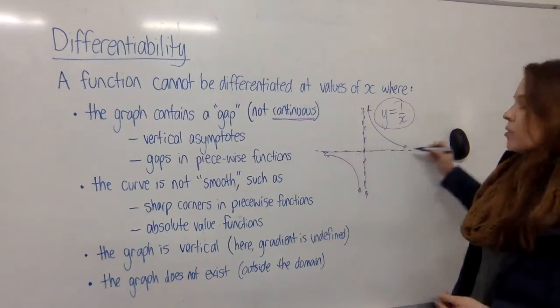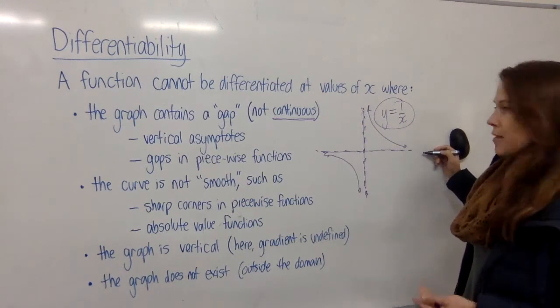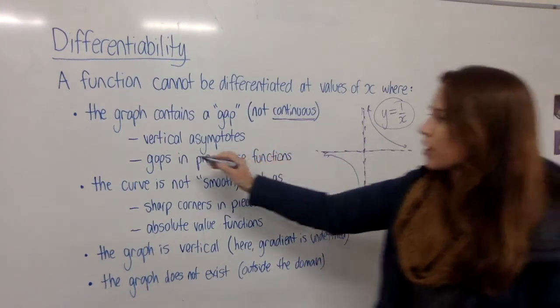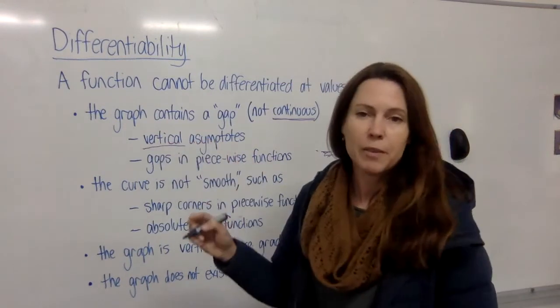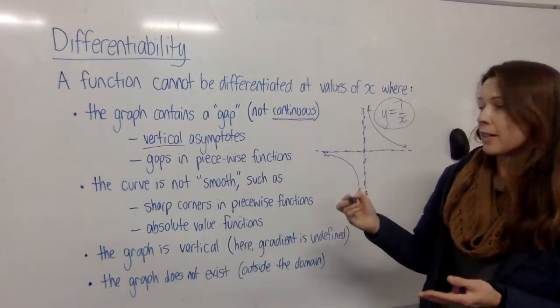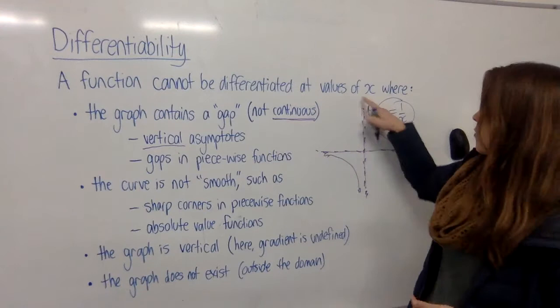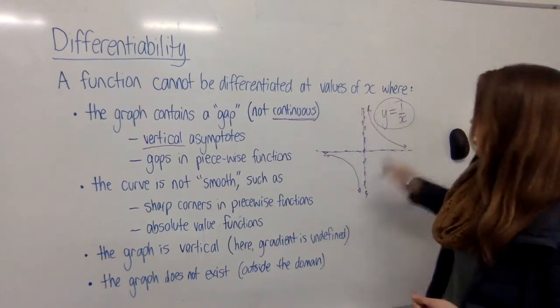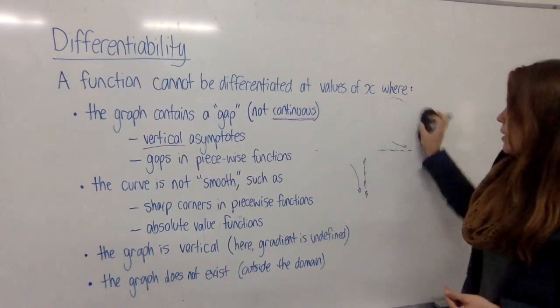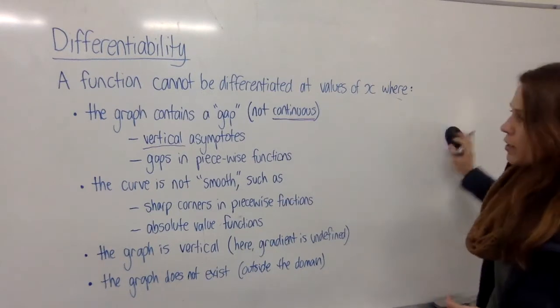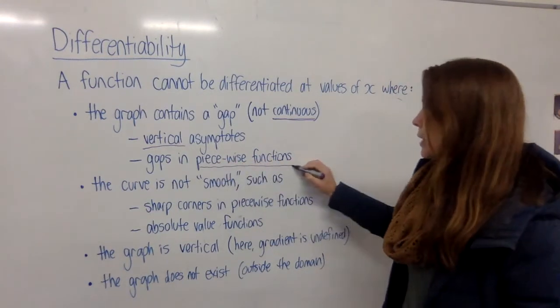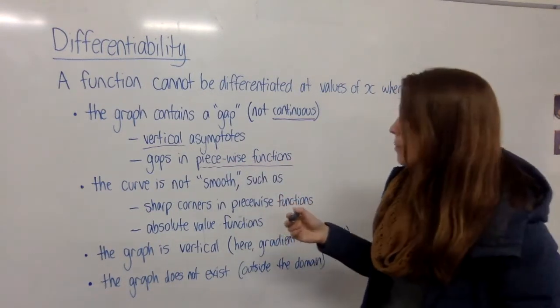The presence of a horizontal asymptote doesn't really affect us in this situation. So we're looking for vertical asymptotes because when we find them, we know that we can't differentiate the function at those values of x. We're also looking for other reasons that might cause gaps, and piecewise functions frequently have gaps in them. We'll look at those in a moment.